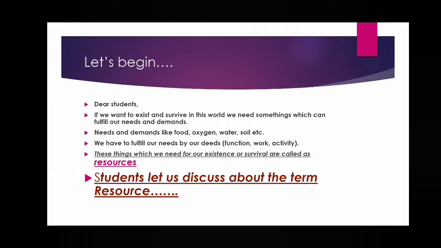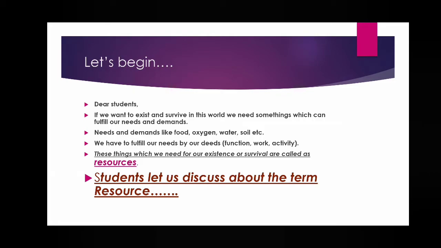So let's begin, students. Dear students, if we want to exist and survive in this world, we need something. Something means what? What do we need to exist and to survive in this world? We need 3 basic things. Who are they? That is food, shelter and clothes. These are called basic needs. Why? Because we have to survive and we have to exist in this world.